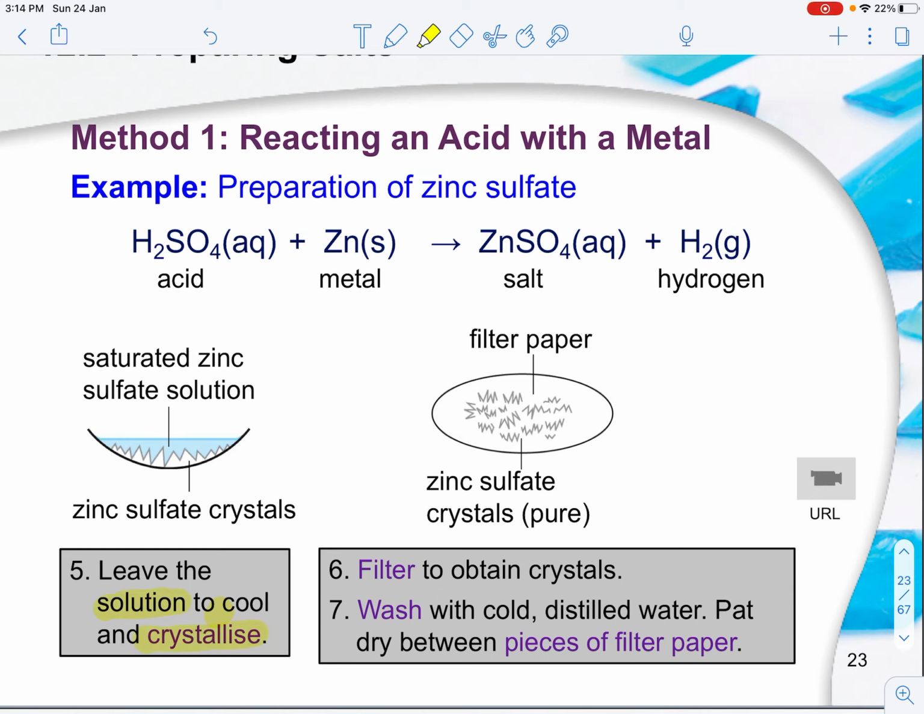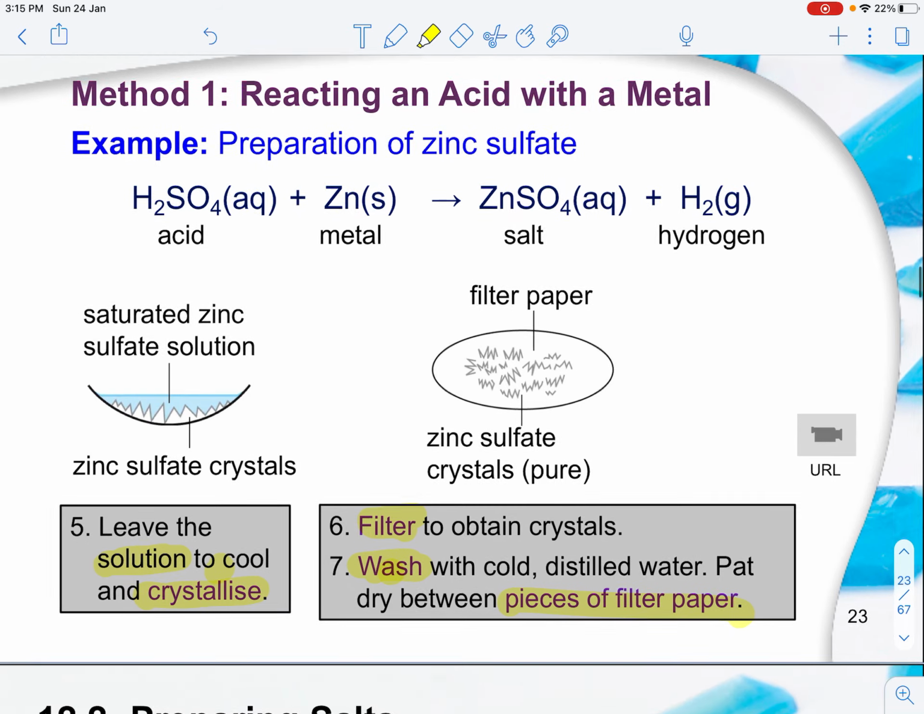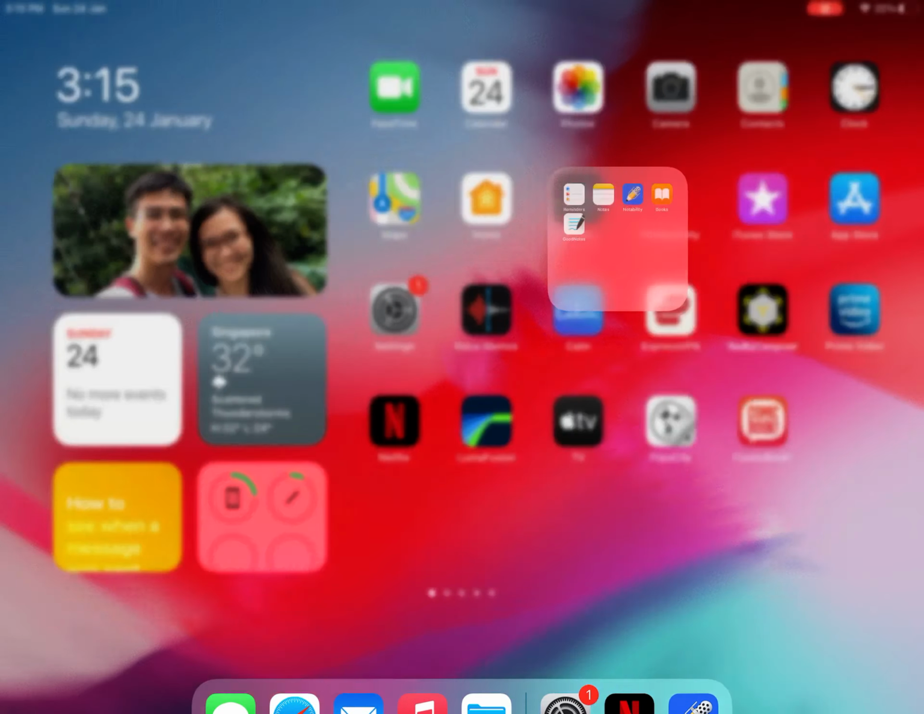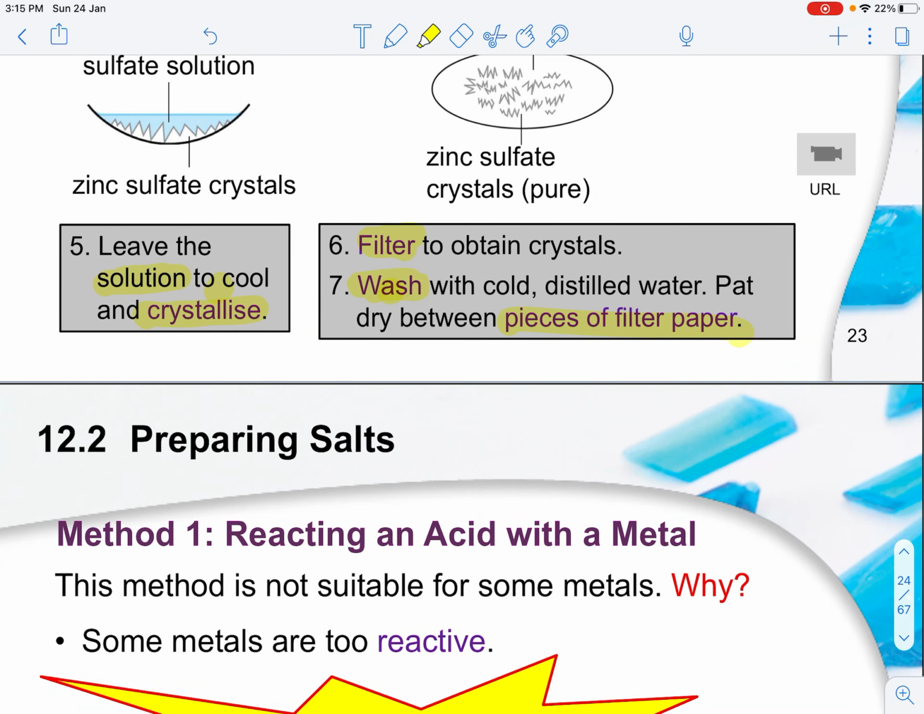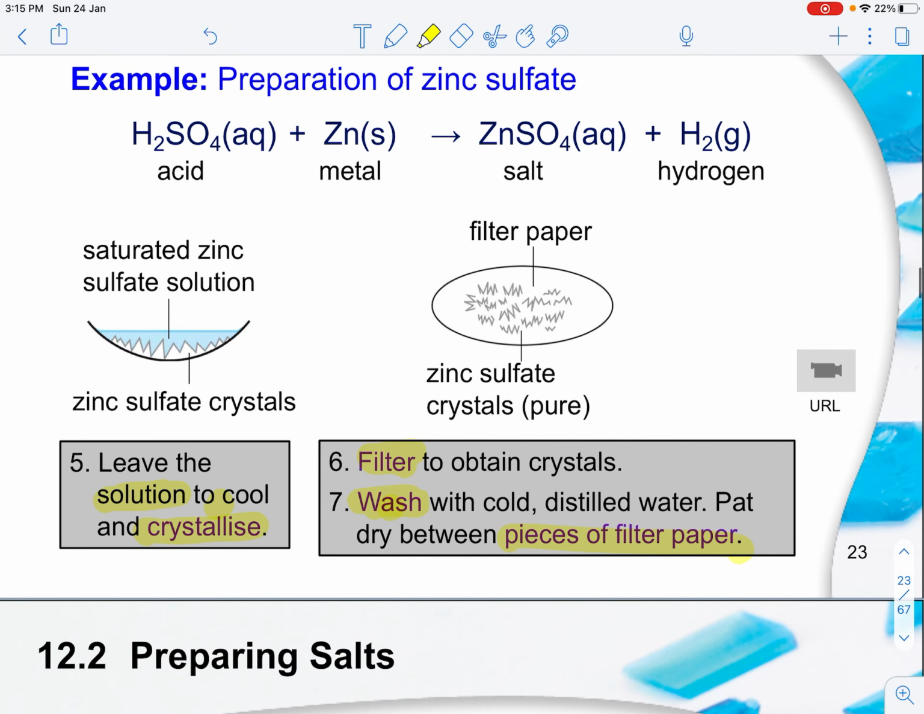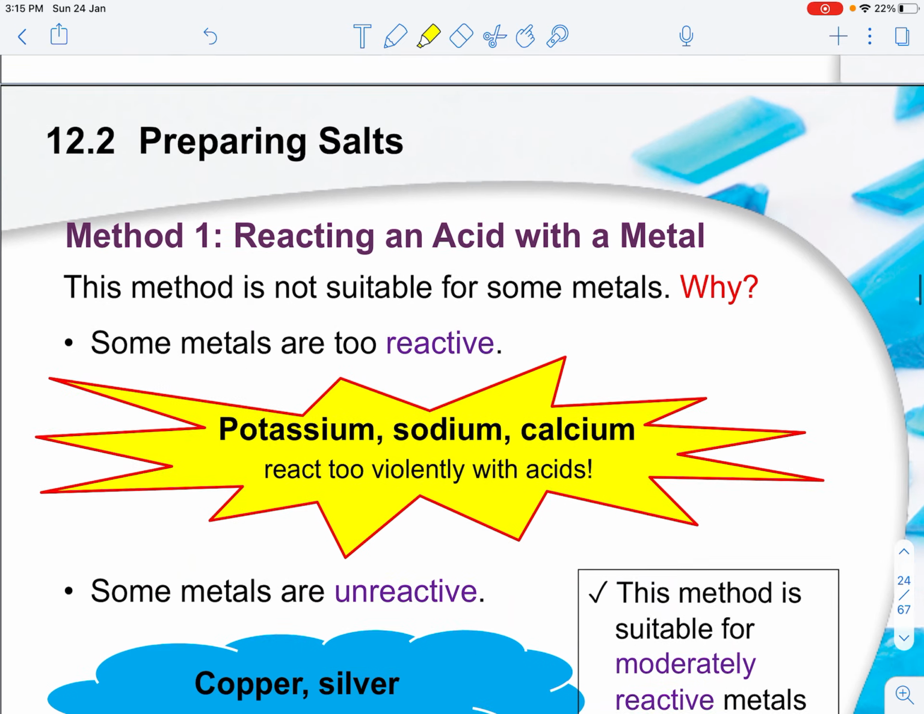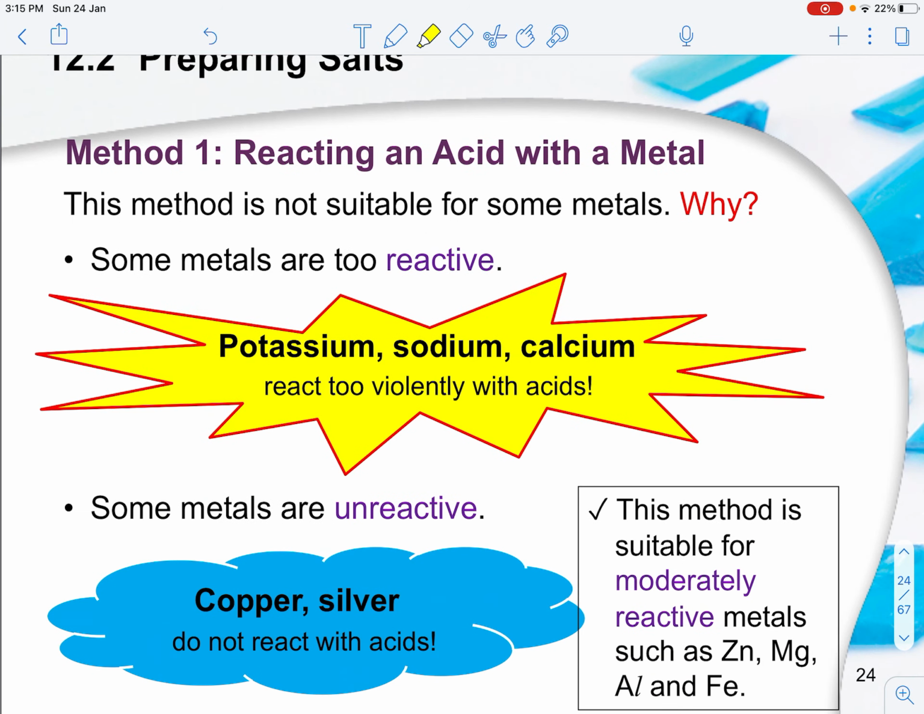Okay, so after that, what you do, you leave the solution to cool, to allow crystallization to begin, and subsequently you filter these crystals and you wash it with cold distilled water, and then subsequently dry. Do not use too much water to wash it, because you are making it again containing too much water. Then it defeats the purpose of you actually trying to heat it up to remove the water. So you can wash it a little bit and then remember to dry it with filter paper. And that will conclude the steps of crystallization, and that is the first method.